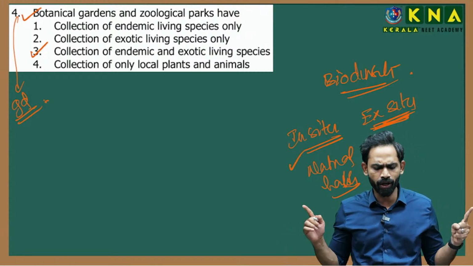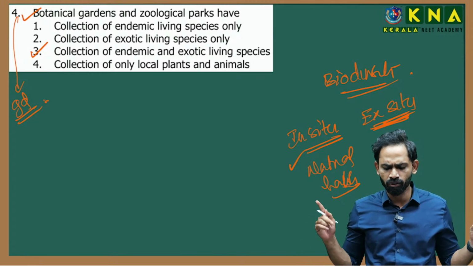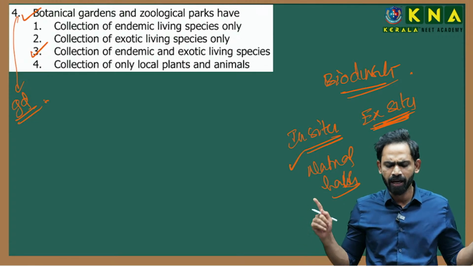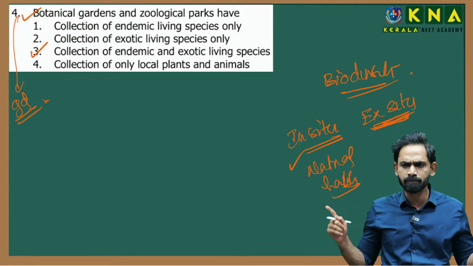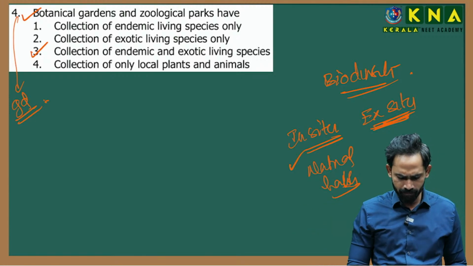I hope you got it. Botanical gardens and zoological parks are a collection of endemic and exotic living species. Going forward, good question. Next one.